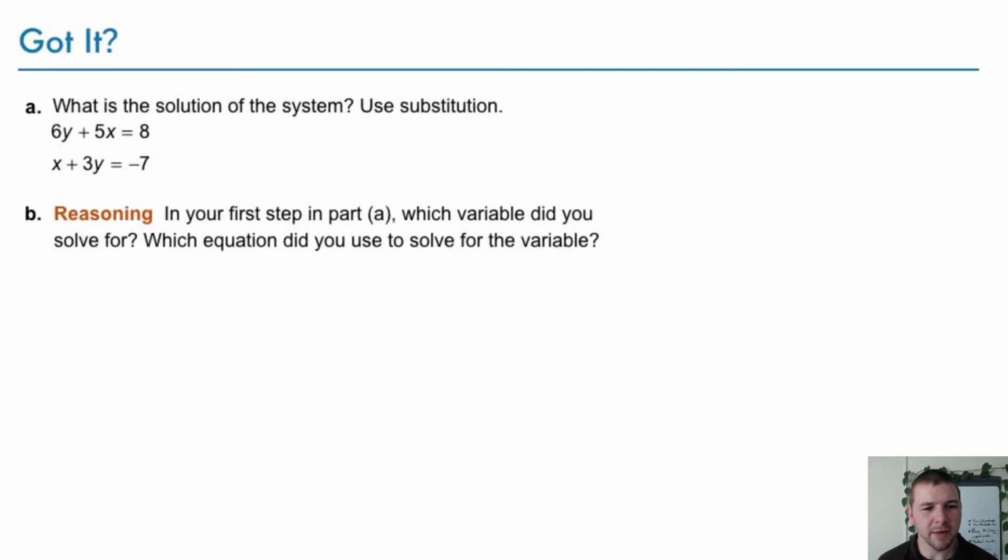Your turn. Part A. What is the solution of the system? Use substitution. And Part B, a reasoning item. In your first step, in Part A, which variable did you solve for? Which equation did you use to solve for the variable?